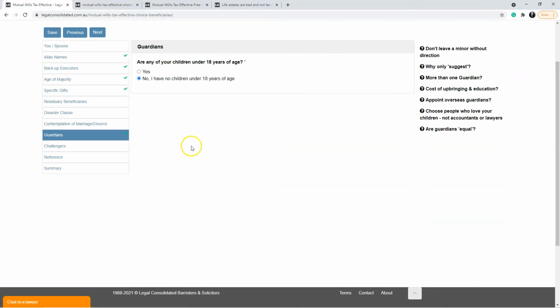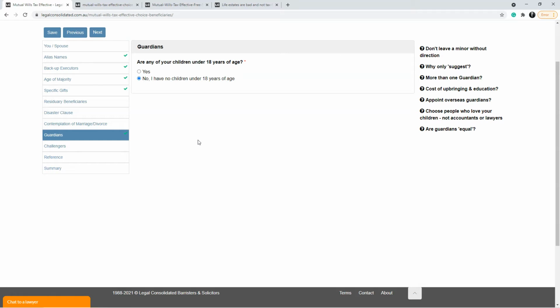Now, guardians. If your vulnerable child is under 18, this is very important. If the vulnerable child's over 18, it doesn't have any force of law, but you can still put a guardianship clause in the will. Now, let's assume your child or your children are under 16, under 18. Someone will tell you that it's a waste of time putting a guardianship clause in a will. I'm going to tell you why they would have told you that, and I'm going to explain why I think they're wrong.